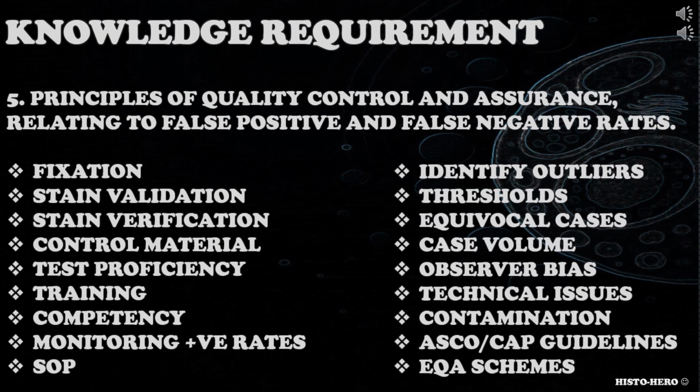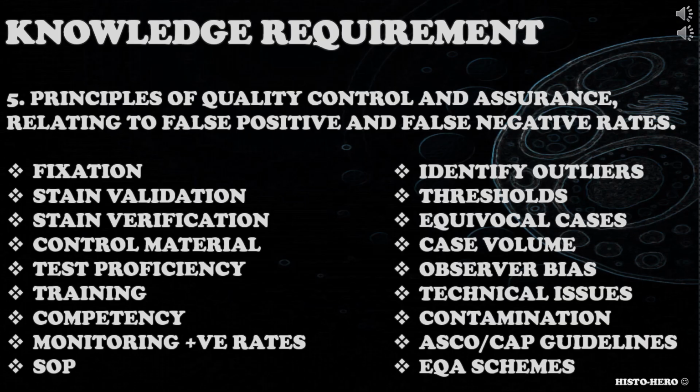The fifth knowledge requirement is principles of quality control and assurance, relating to false positive and false negative rates. Candidate needs to have the knowledge and understanding about quality control related to false results. You could ask the candidate to explain how they would assess quality of demonstration methods, to list causes of false positive and false negative rates, to explain how false results can be minimized, to list approach used in your lab to minimize false results, to explain the impact of false results on patients.